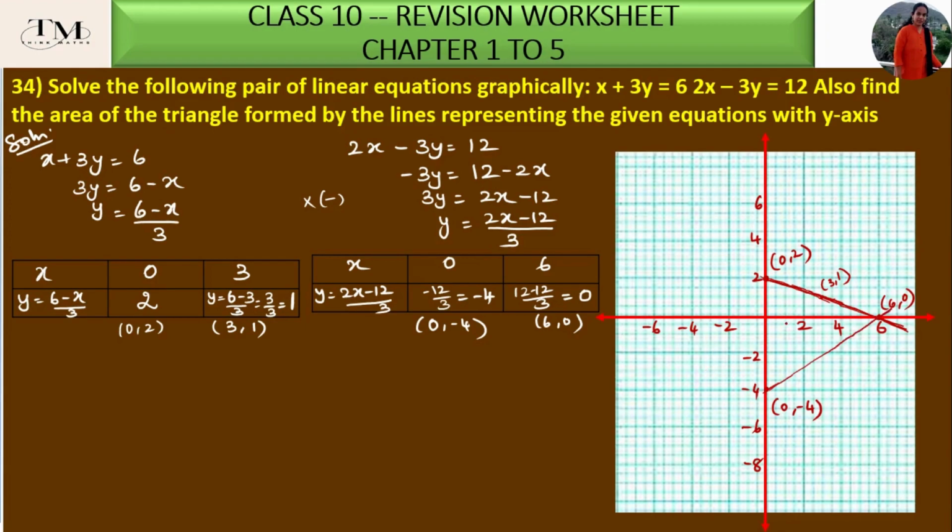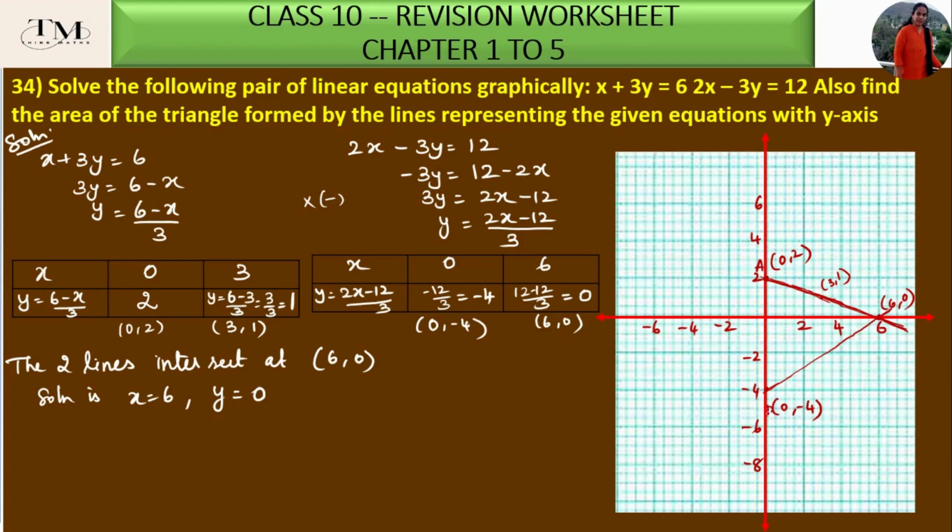So if you check the graph, the two lines meet at 6 comma 0. So the solution is 6 comma 0. So now let us write the two lines intersect at 6 comma 0. Therefore the solution is x is equal to 6 and y is equal to 0. Now a triangle is formed. Okay, how the triangle is formed? This is the triangle. Let us name it as A.